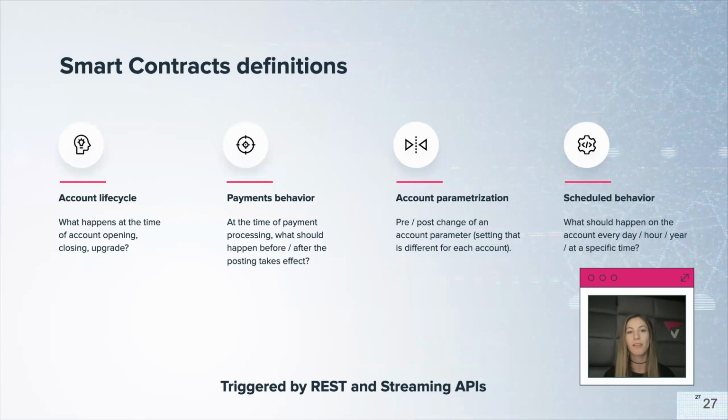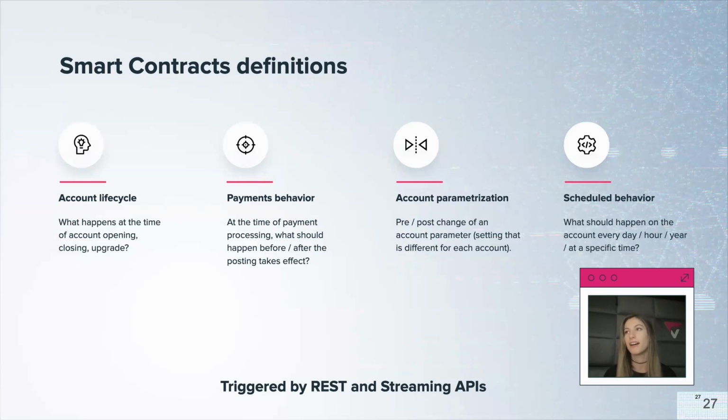Then smart contracts allow me to parameterize the accounts. So what are the differences between the accounts, and what should happen if I have a parameter on the account and the value changes, how the account should react to it. For example, if each account has a different interest rate, what should happen when I change an interest rate of a given account of a given customer? And that's also what I can define with the smart contract.